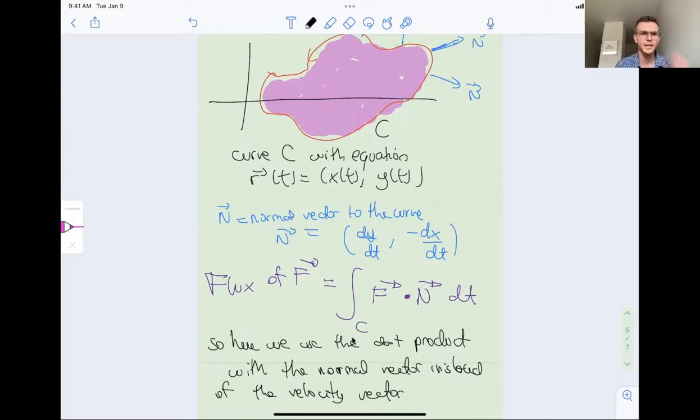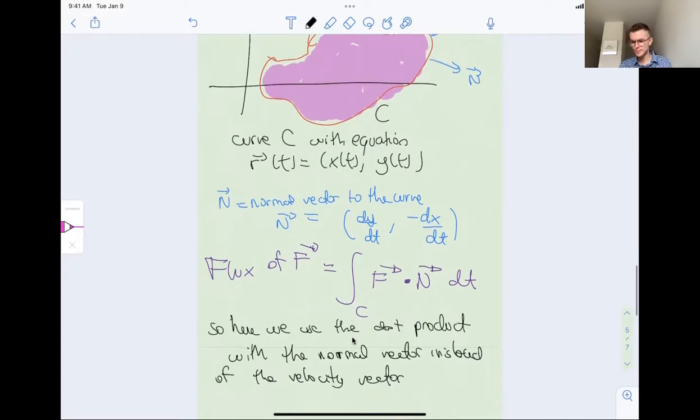Is that making sense? It is essentially the same way in which you were computing work before, but now you're just taking the dot product with a different vector. So let's do an example here.